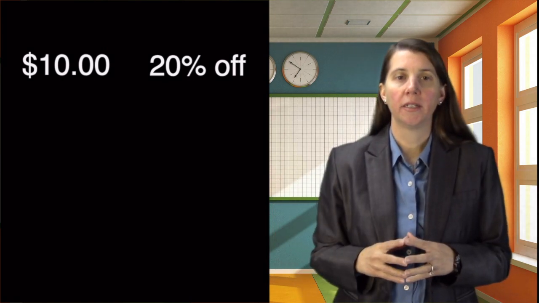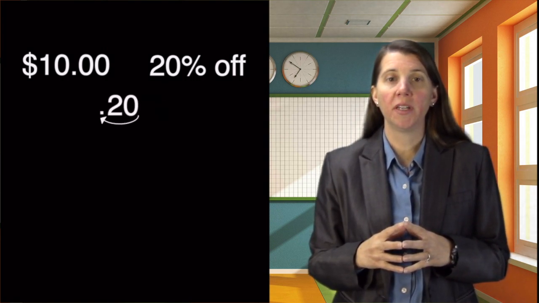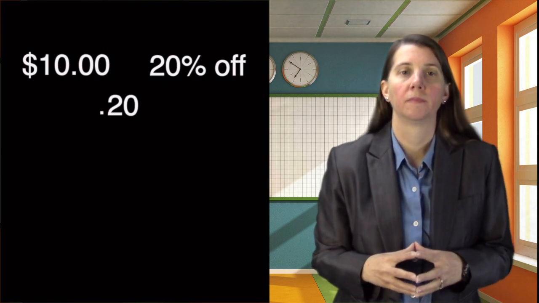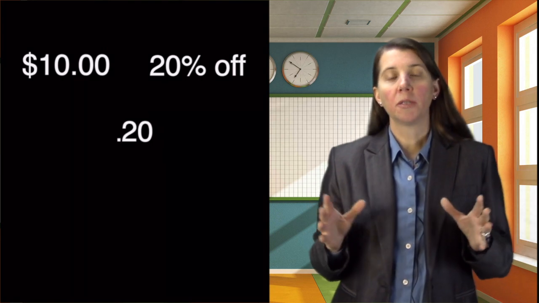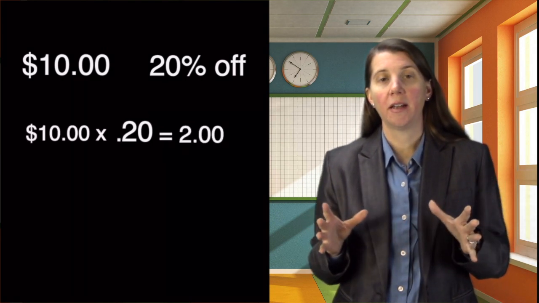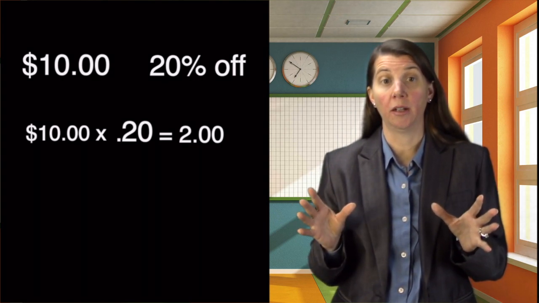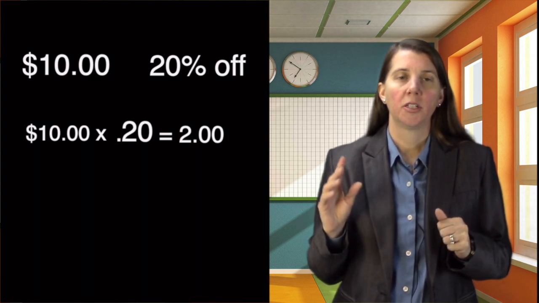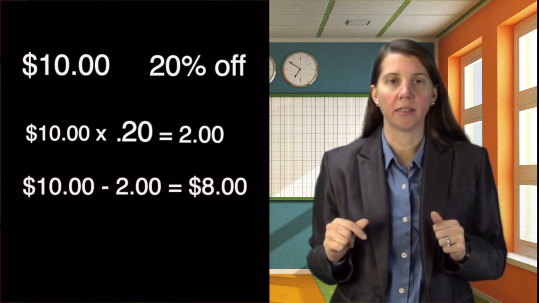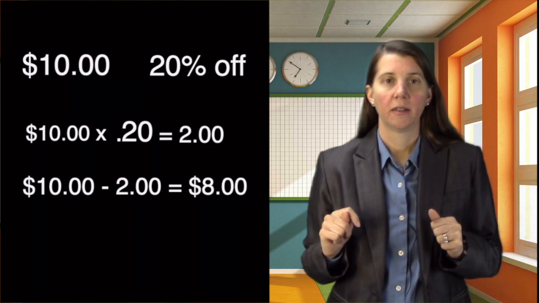All right, step 1, change the percentage to a decimal by dropping the percentage and moving the decimal 2 places to the left, 0.20. Step 2, multiply the regular price by the decimal from step 1. So $10 times 0.20 equals 2. The discount is $2. Step 3, subtract the discount from the regular price. $10 minus $2 equals 8. The sales price is $8.